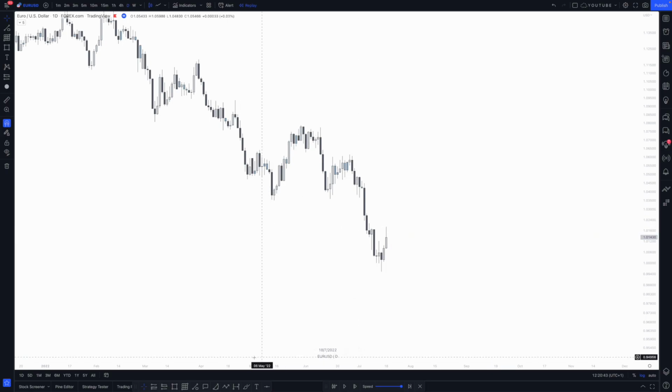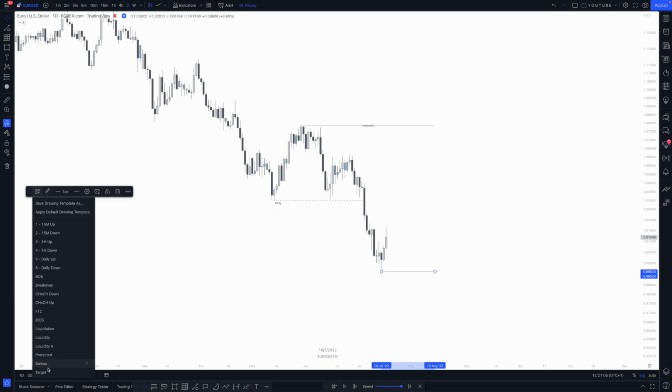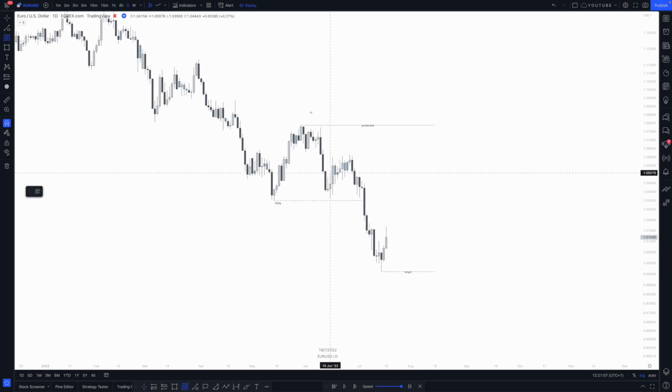So first of all, the last break of structure to the downside for me was this one right here. So I've got a break of structure to the downside on there. There's not really much to say about the daily overall. This is our protected high right here. So this is protected, and this right here is our target. But what we could see is a retracement now after the last 2 days of bullish price action. The last 2 days we've had bullish candles here.